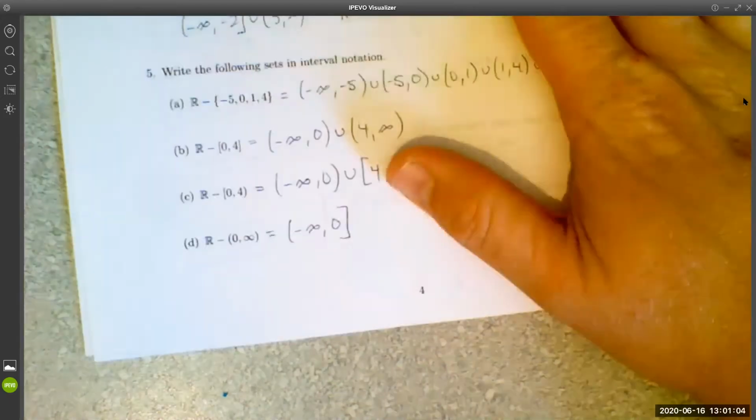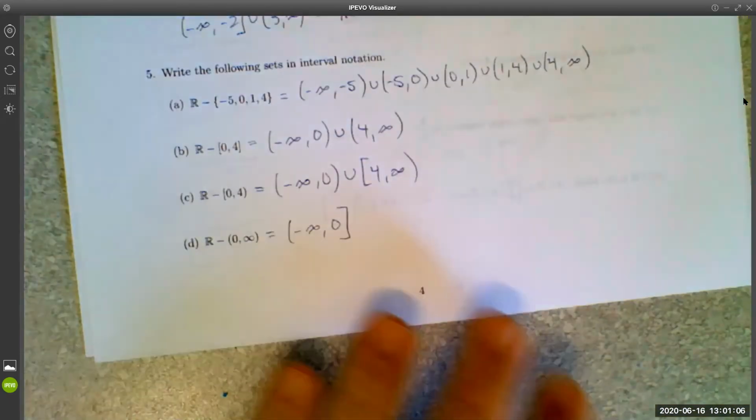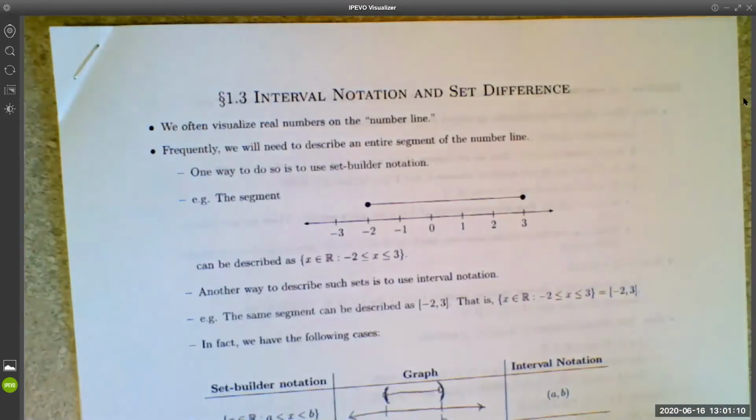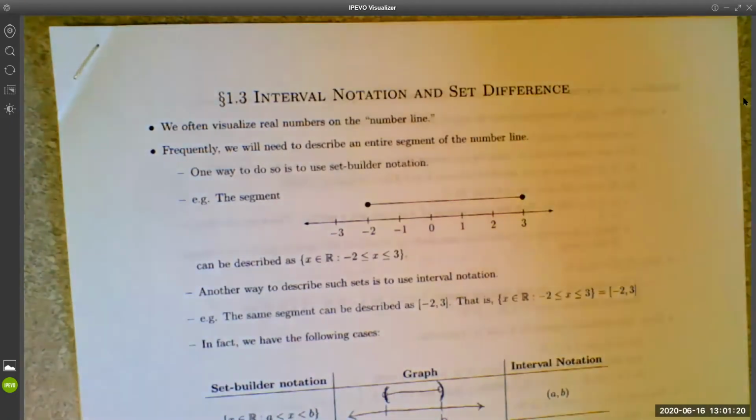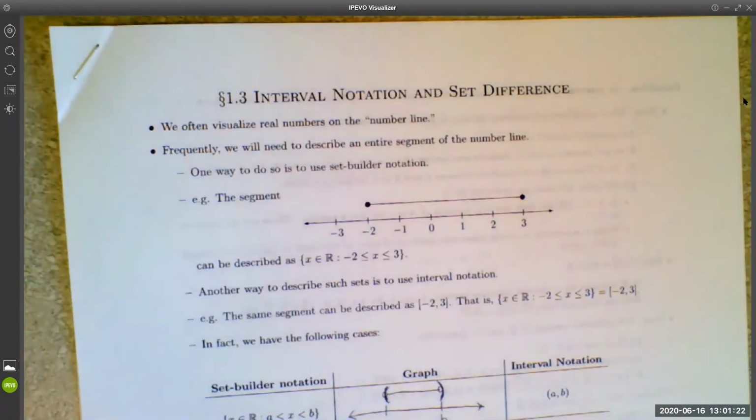Okay, so that's it for interval notation and set difference. These things are going to come up again throughout the semester, and that'll do it for our discussion of sets. We're going to use sets all semester long, so you're still going to see sets, but this is the last bit of material where I'm going to talk exclusively about sets. We're going to move on to functions and linear equations and limits and stuff like that as we progress through the chapter. So I will see you in 1.4.